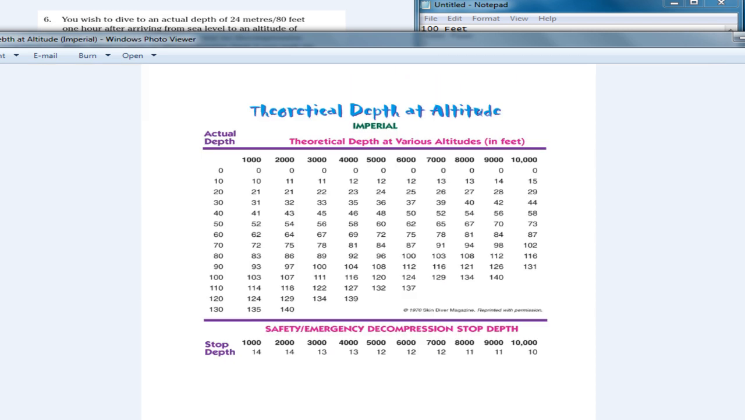The only other thing to note on the theoretical depth at altitude chart is that every dive requires an emergency 3-minute decompression stop. The depth data here shows what depth you need to be at based on the altitude you're at.